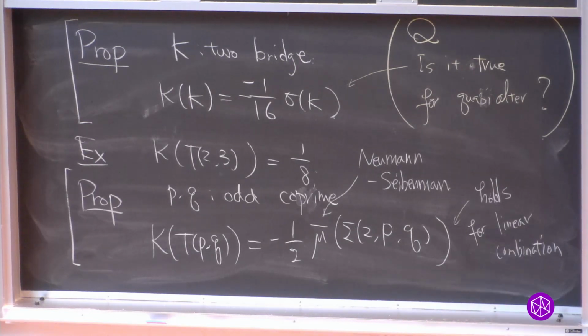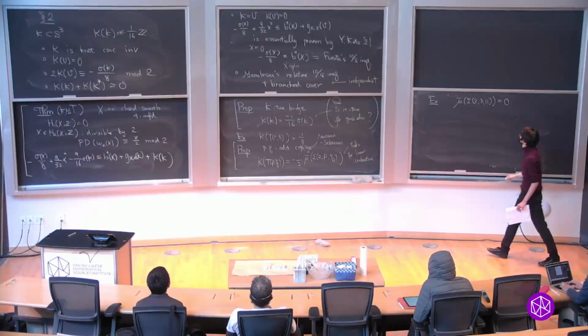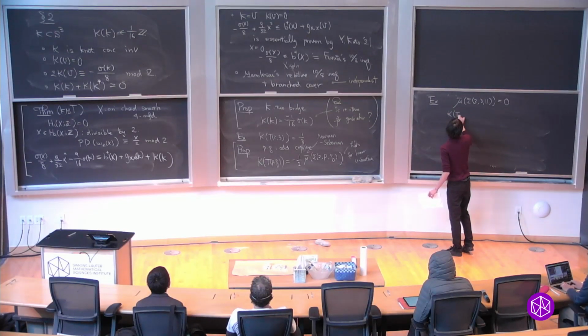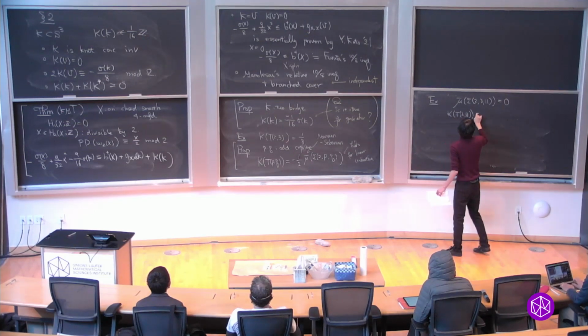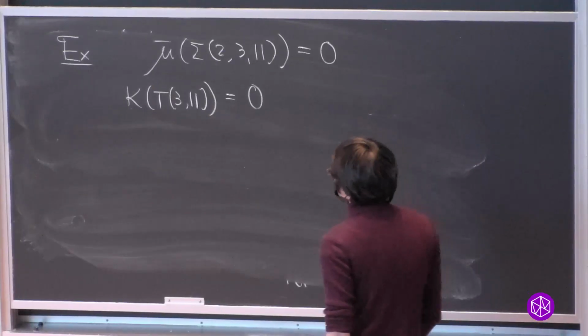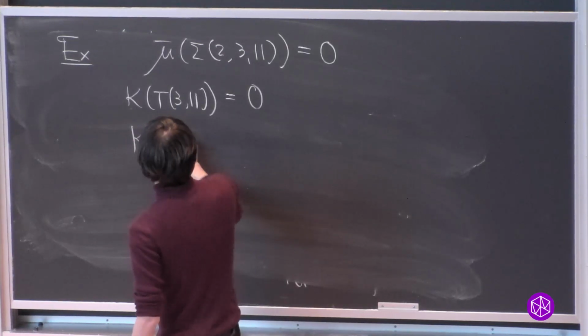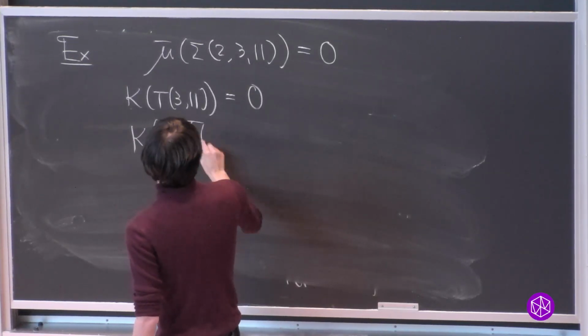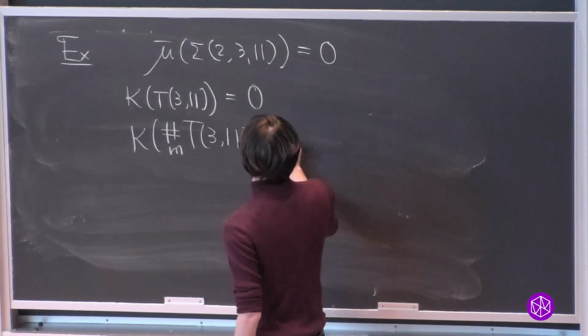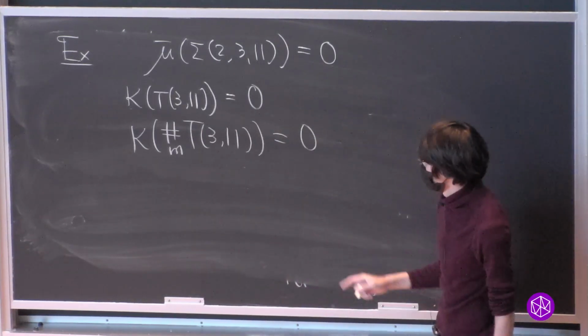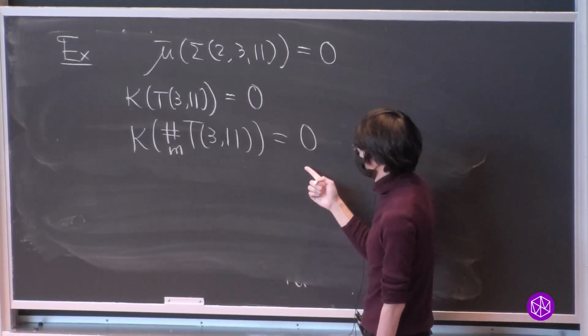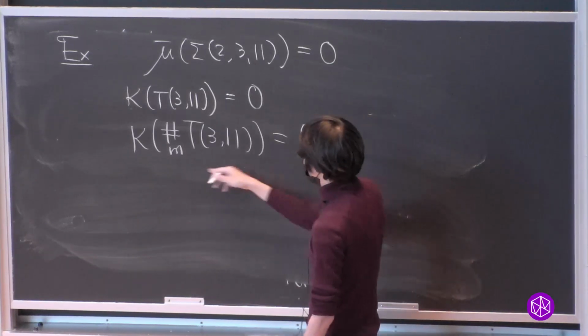So for example, the mu bar invariant of sigma(2,3,11) is 0. So that implies the kappa invariant for T(3,11) is 0. And it is true for the connected sum of this knot as well. So yeah, this is what I use today. So this is the only input today.